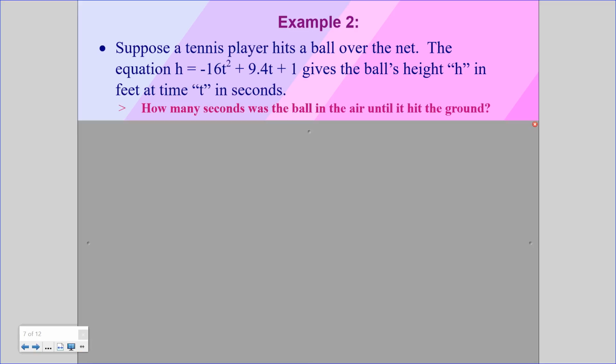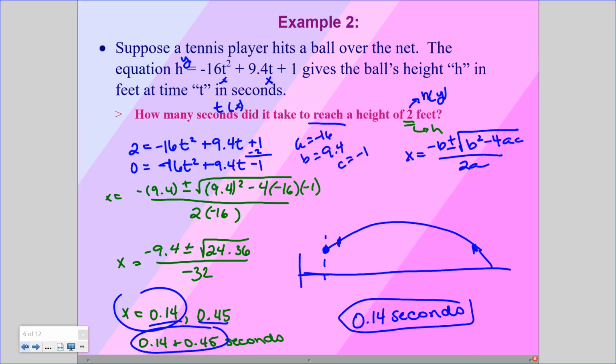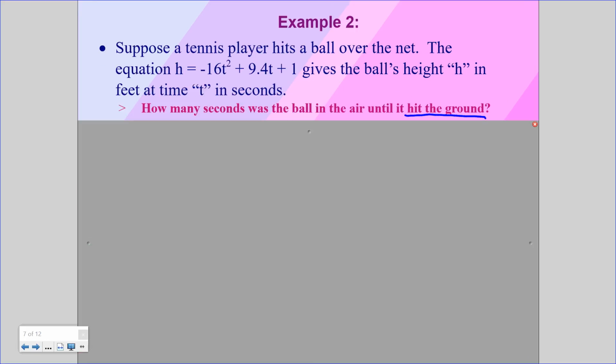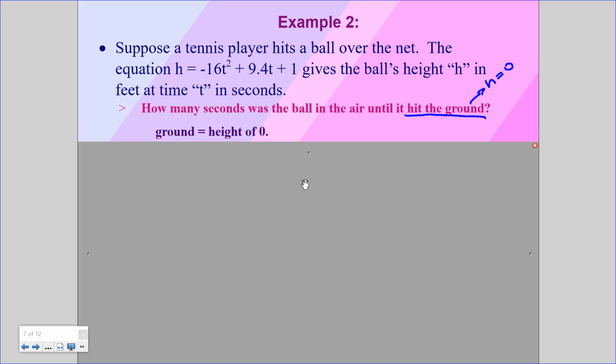Okay, again with this same problem, now we're wondering how many seconds was the ball in the air until it hit the ground. This one's a little different because we are not given any numbers in this question. So we don't really know exactly, like here we were told 2 feet, before we were told 1 second, and things like that. So here we have to really think about, what does it mean to hit the ground? If we're hitting the ground, we may not know how long it takes for that to happen, but at the ground, our height is equal to 0. So the ground has a height of 0 feet. We do not have a height there. So the ground's value, or the height there, would be equal to 0.